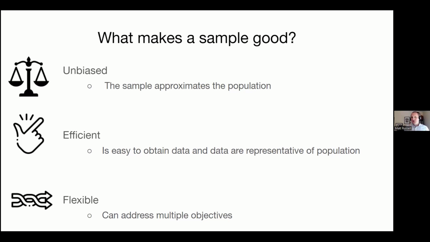And so maybe down the road, if we need to fit a new equation, we might want our data to be flexible to answer more than just one objective. These are some attributes that you can think about, and maybe think about in your own forest that you're familiar with, what might make a sample good.